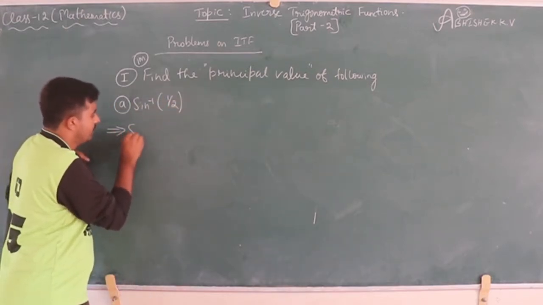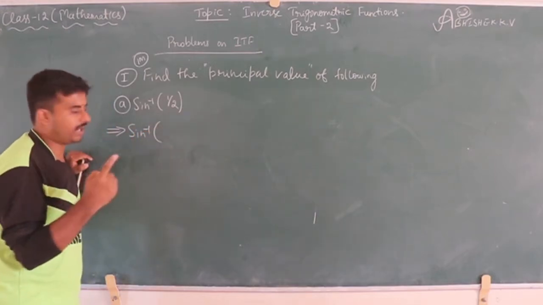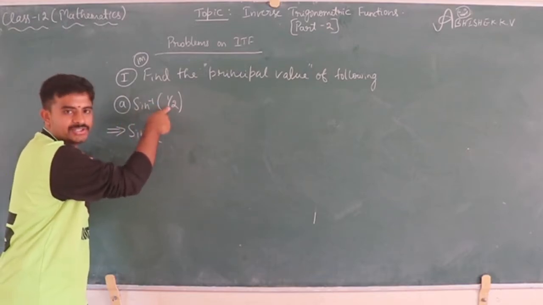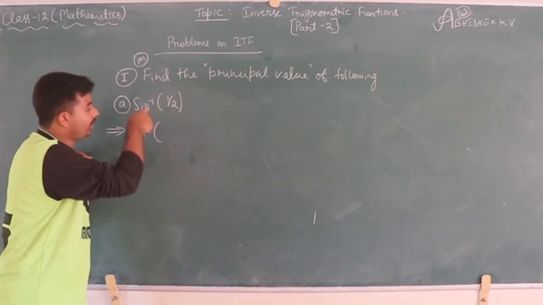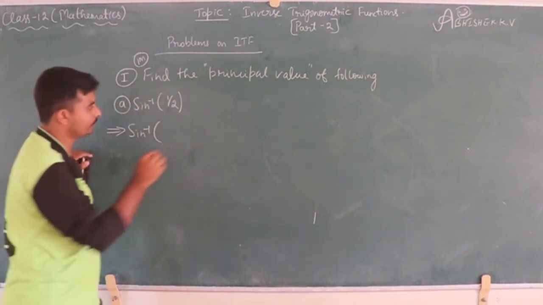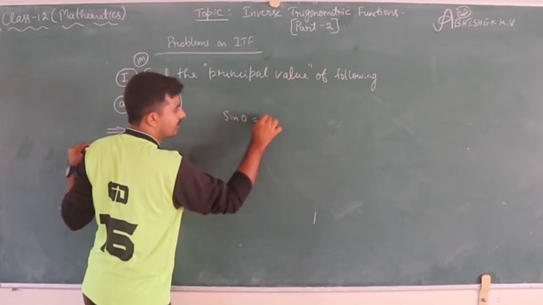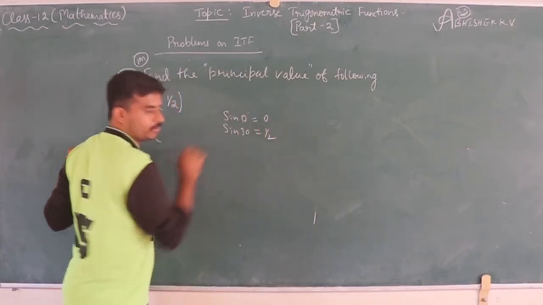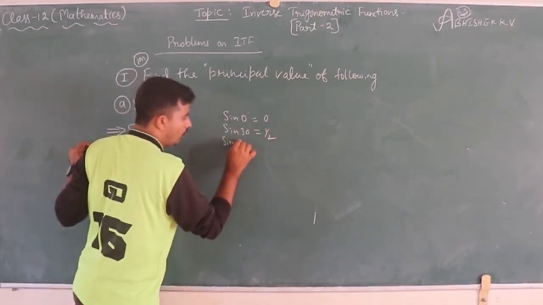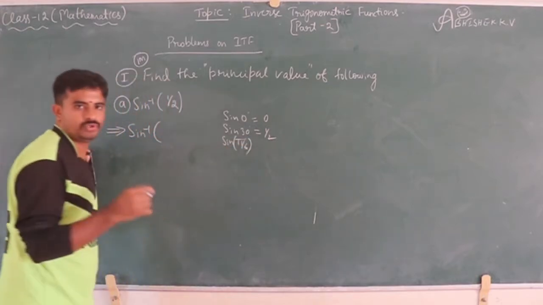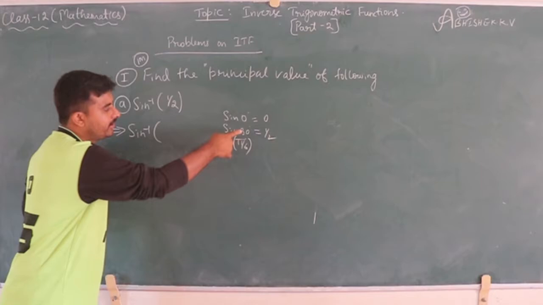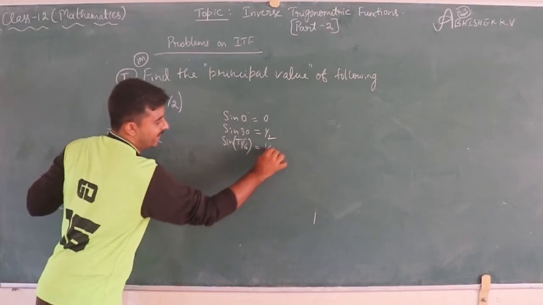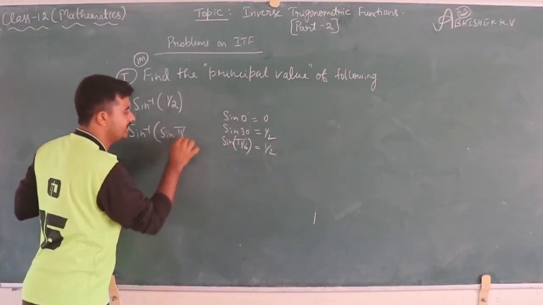Solution. For sine inverse, we need to check at which angle the trigonometric ratio of sine has the value 1 by 2. See, what is sine 0 degree? 0. What is sine 30 degree? It is equal to 1 by 2. And you should remember, throughout your class 12, you should use angles in radians, not in degrees. Then 30 degree is nothing but pi by 6. Therefore, 1 by 2 can be written as sine of pi by 6.